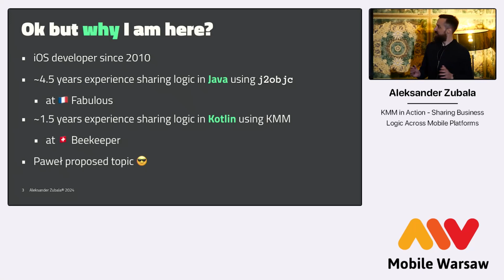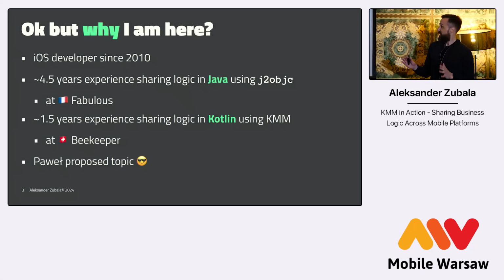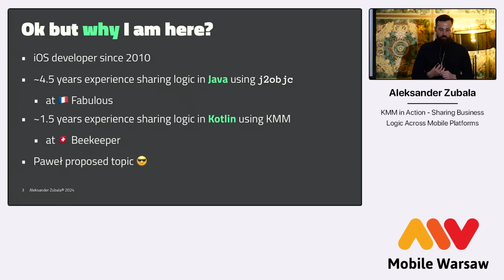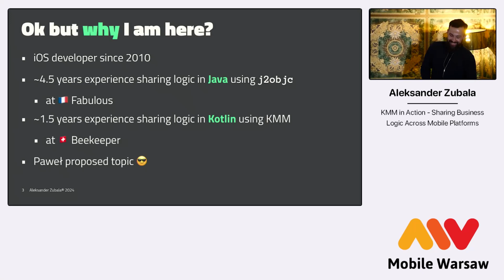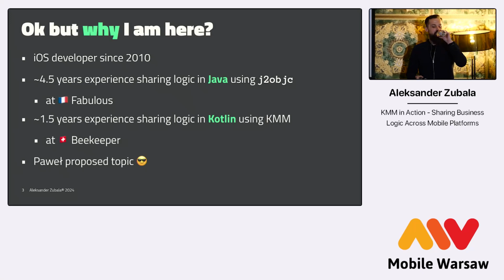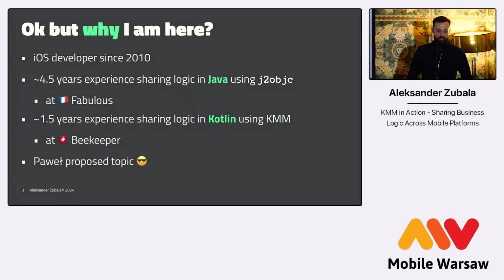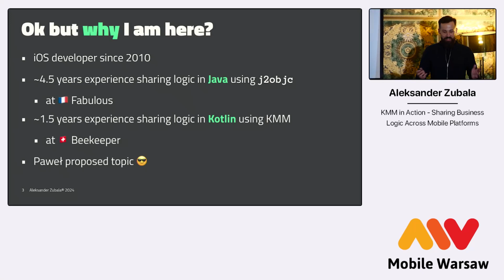Okay, so why am I here? I have, let's say, 6 years of experience sharing business logic between iOS and Android. I'm an iOS developer, but before Kotlin Multiplatform, I was working at Fabulous, a Paris startup, still going today, and there we used Java for sharing business logic between iOS and Android using J2ObjC. Have you heard about this one? It's a super obscure tool from Google, and it actually translates Java to Objective-C, and then you can compile the static library for iOS. So you can imagine, it was a fun time working with this one.